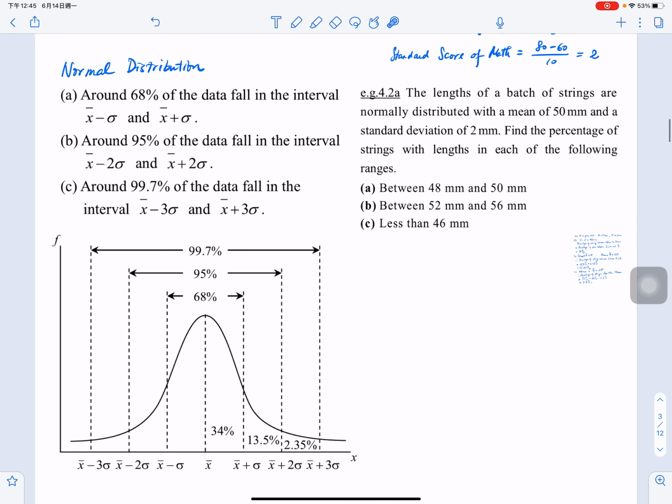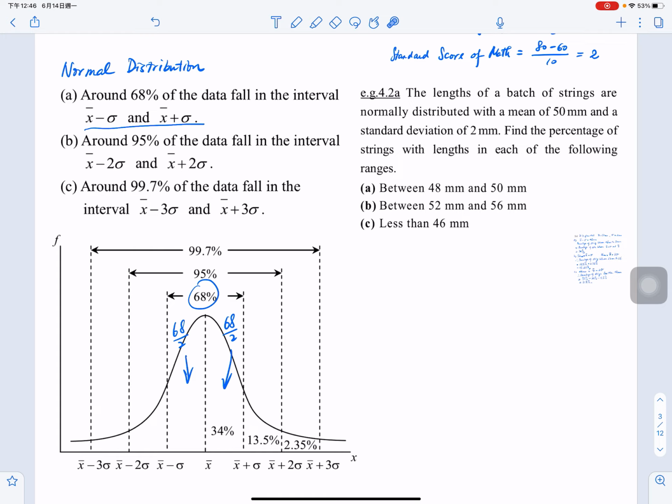About the normal distribution, actually it compares the mean with the standard deviation and how many percent are in between this range, this interval. So within one standard deviation, there is 68% of the data inside this range. 68 over 2 means 34% higher than the mean within one standard deviation, and 34% lower than the mean within one standard deviation.